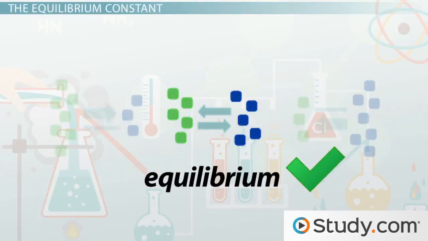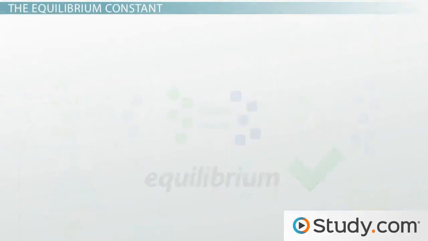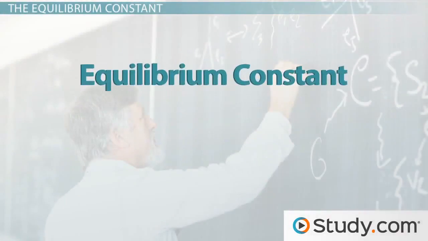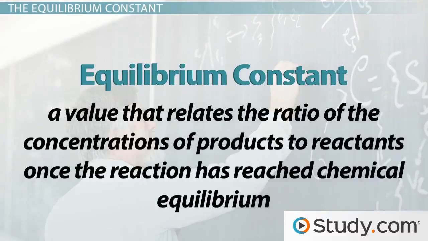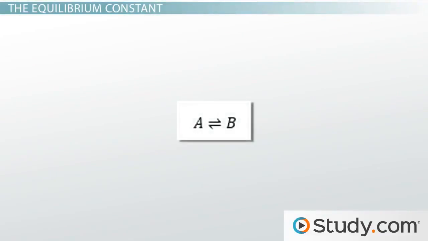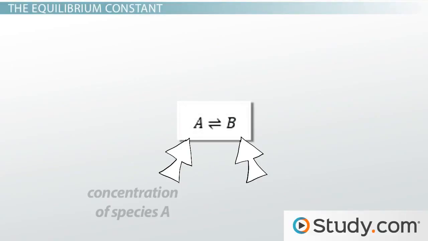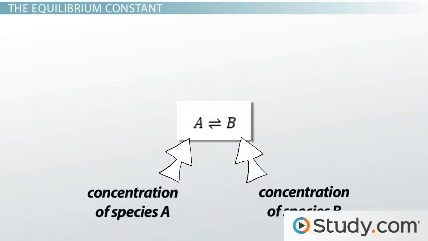Knowing this, you can now understand the next part of equilibrium as it relates to chemistry. There is a numerical value called the equilibrium constant, which is a value that relates the ratio of the concentrations of products to reactants once the reaction has reached chemical equilibrium. Going back to our example from the last section, we would be able to calculate this constant by knowing the concentrations of species A and B at chemical equilibrium.